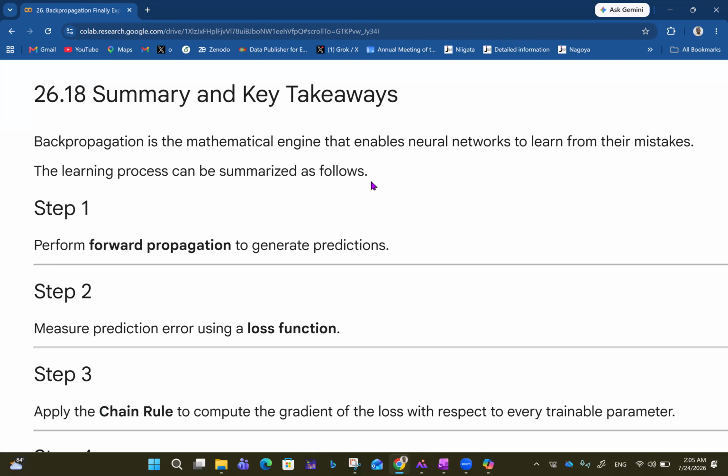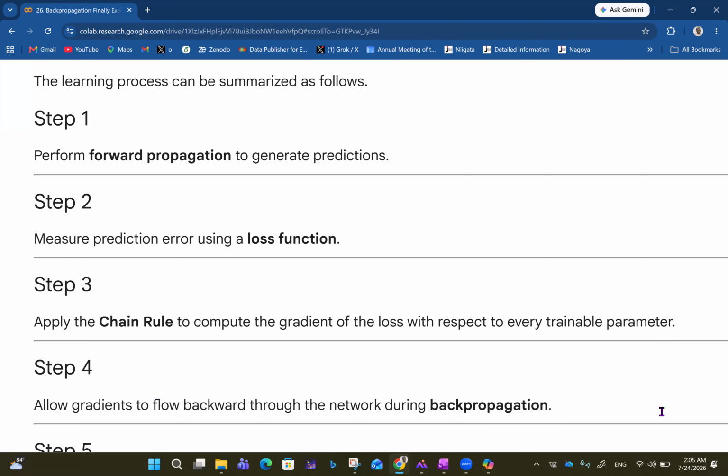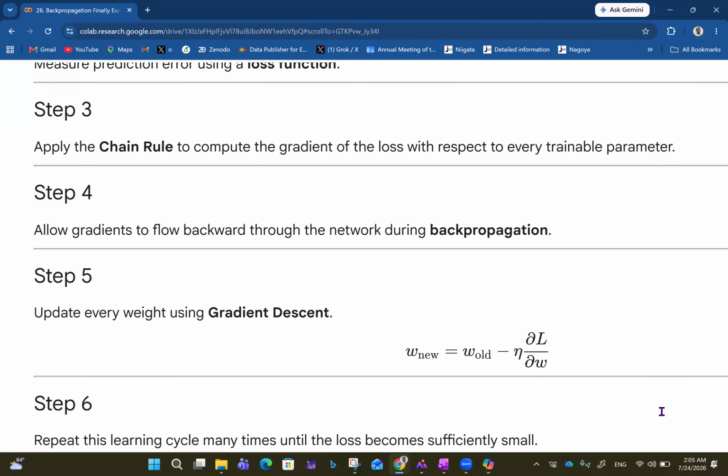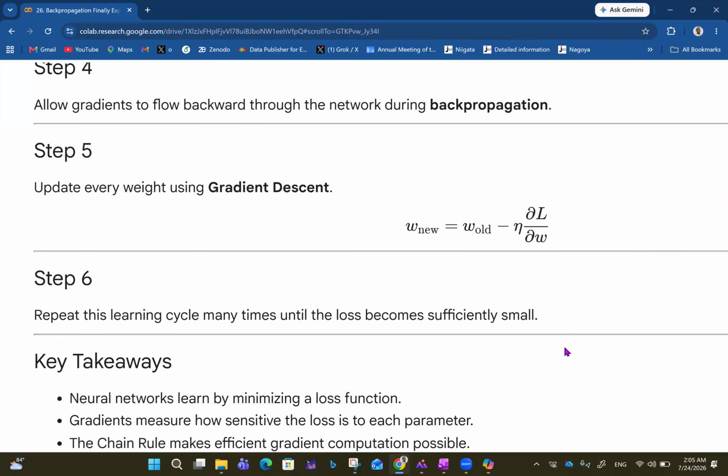The learning process can be summarized as follows. Step one, perform forward propagation to generate predictions. Step two, measure prediction error using a loss function. Step three, apply the chain rule to compute the gradient of the loss with respect to every trainable parameter. Step four, allow gradients to flow backward through the network during backpropagation. Step five, update every weight using gradient descent: new weight equals old weight minus the learning rate times the gradient. Step six, repeat this cycle many times until the loss becomes sufficiently small.